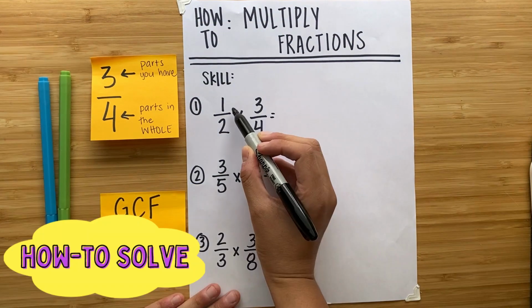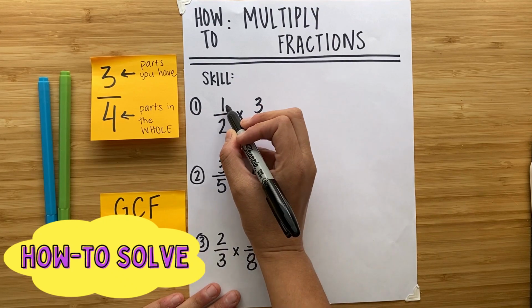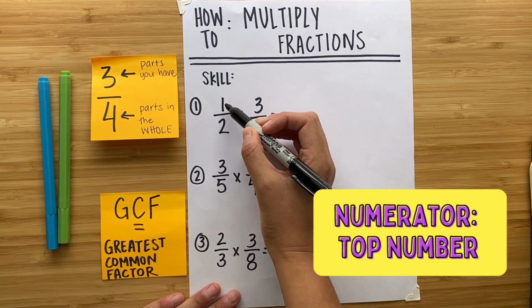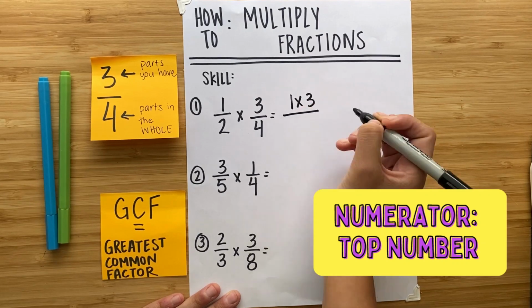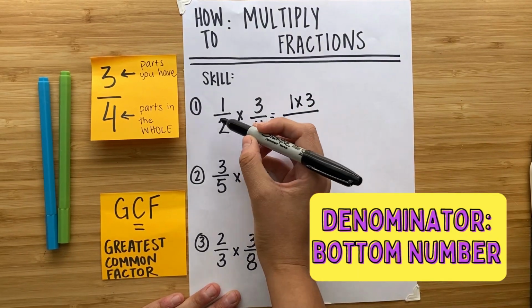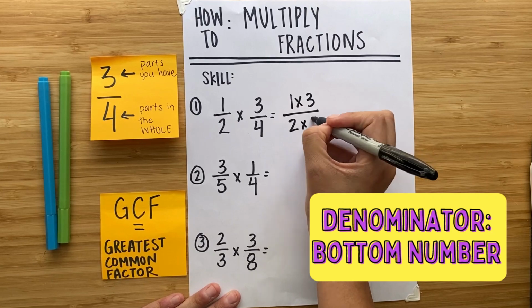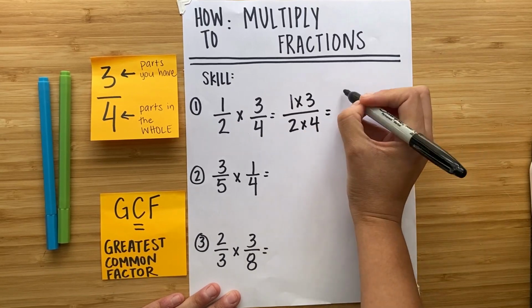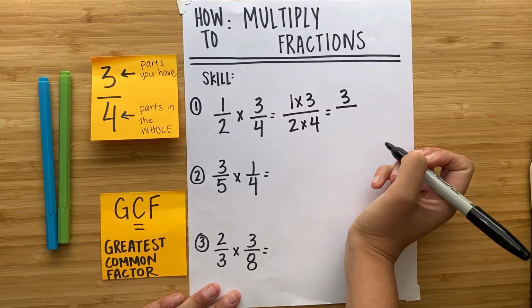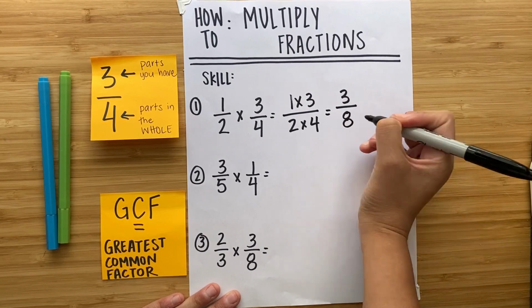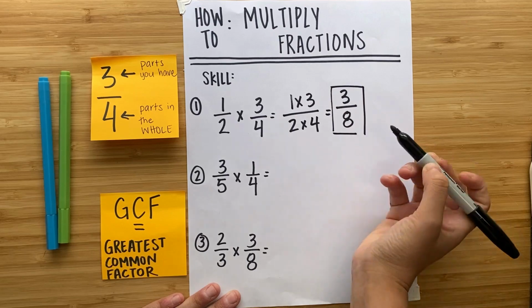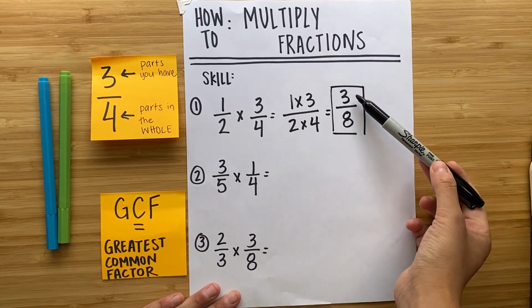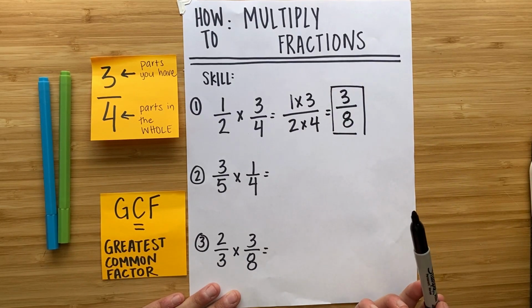Let's get started. First thing we're going to want to do is multiply the numerators. So we're going to multiply 1 times 3, and then we'll multiply the denominators, 2 times 4. 1 times 3 is going to give us 3 as our numerator. 2 times 4 will give us 8 as our denominator. We cannot simplify this fraction. There's no number that goes into both 3 and 8, so we're all done.